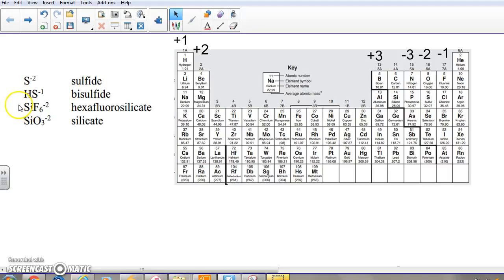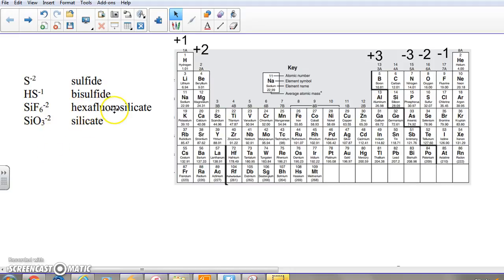Here we have silicon, starts with S, -2 charge. Silicon starts with S, -2 charge. But then you have to remember the rest of it. Well, hexafluorosilicate. Hexa, as in a hexagon, means 6. So that's where this little 6 comes from.